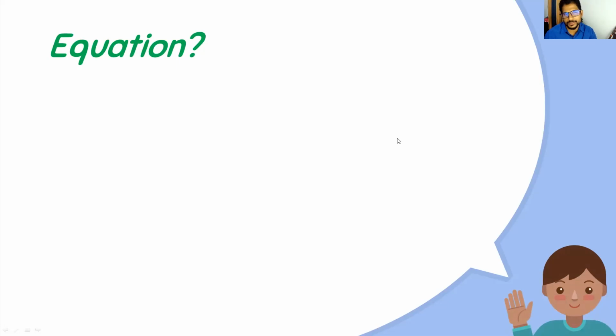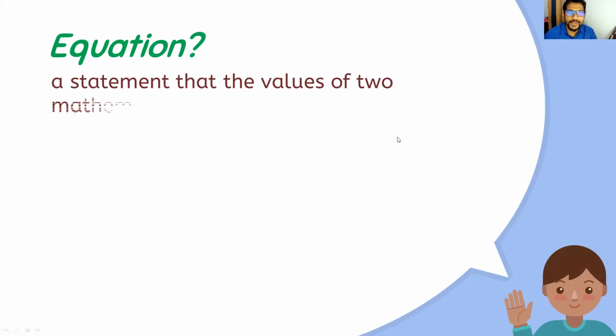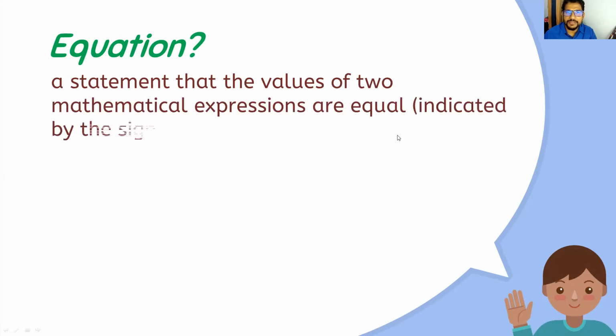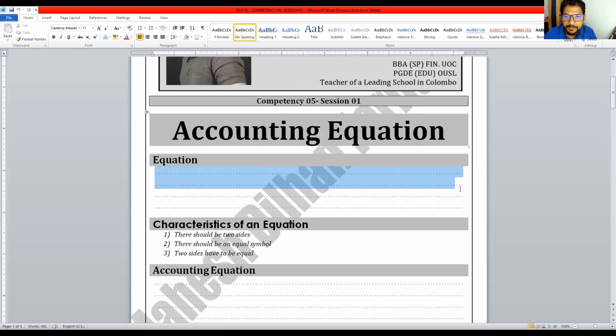What is an equation? An equation is a statement that the values of two mathematical expressions are equal, indicated by the equal sign. This is what you mean by an equation. Write this part in this particular space with the red pen. It is not the definition of accounting equation, right? It is just the definition of equation.